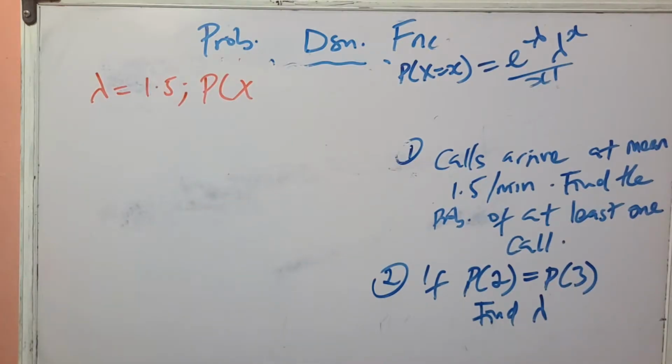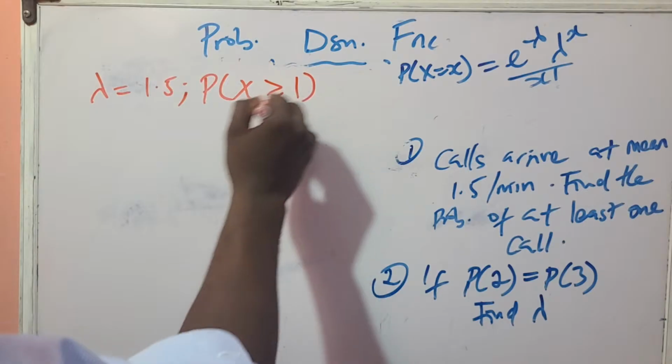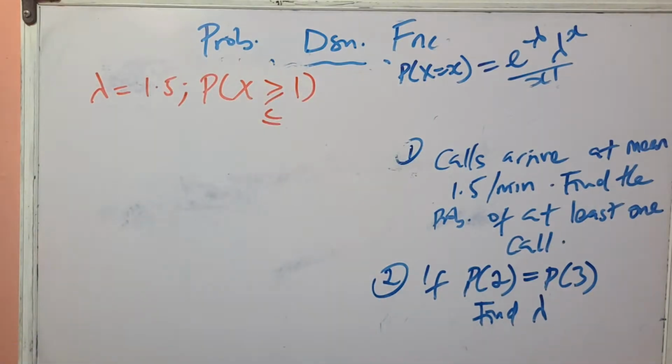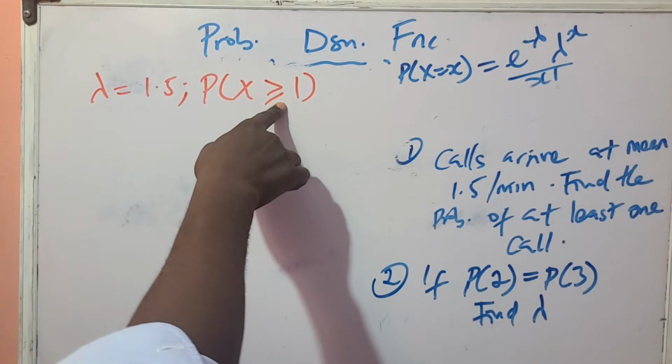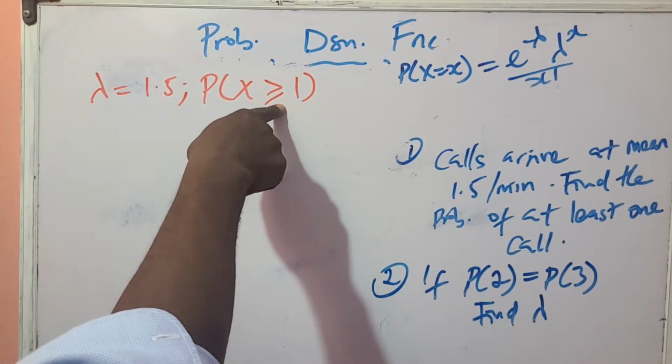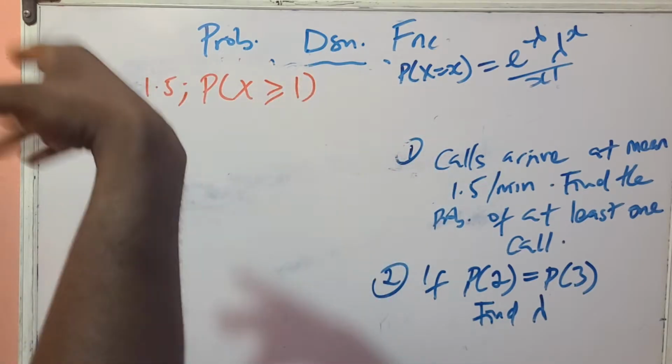Now, I want you to know how to interpret that. At least one call. Do you write greater than or equals to 1 or less than or equals to 1? Which one do you write? Of course, it has to be greater than or equals to 1 because this represents at least one call. So the least is 1. It can be greater, but the least must be 1. So you can have 2, you can have 3.